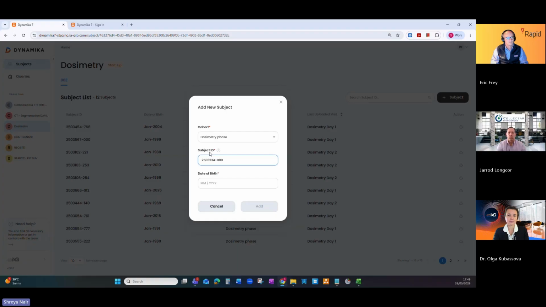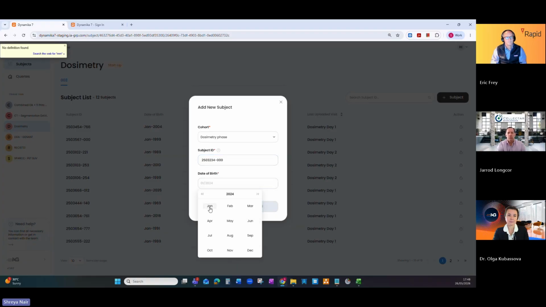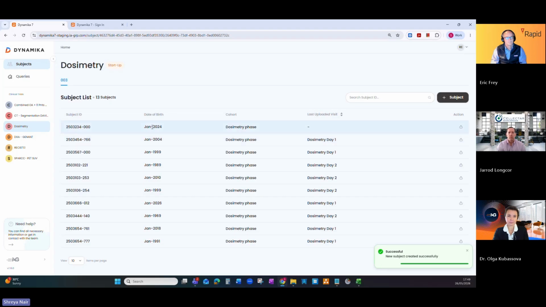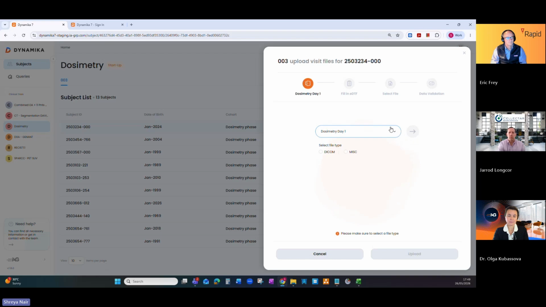As you can see, there's validation to ensure that the site users enter the correct subject ID pattern that is required in the trial. We accept the month and year for the subject. Once we add it, we have the new subject created here. To begin uploading, they select this icon, and we take them through a stepwise process for uploading the images.